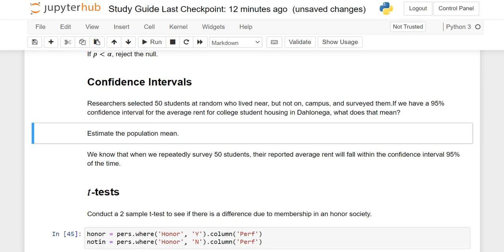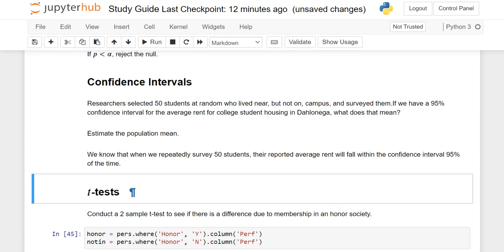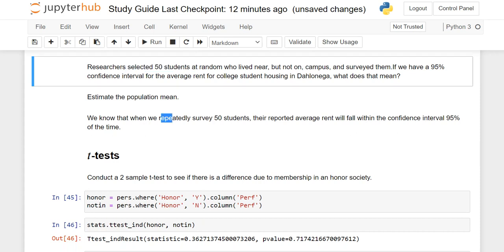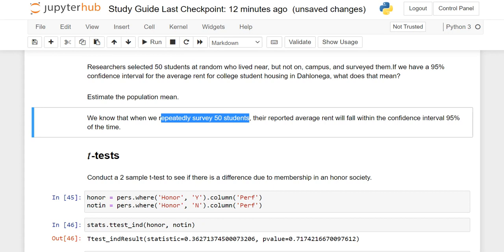All right, and I'm sorry, I'll pretty that up so you can see it. So, if the researchers selected 50 students, then we have to repeatedly survey the same number of students. And again, every time I do it for the 50 students, the average rent we find will fall within the interval 95% of the time if I have a 95% confidence interval. If I have a 90% confidence interval, it will fall within it 90% of the time. Okay?